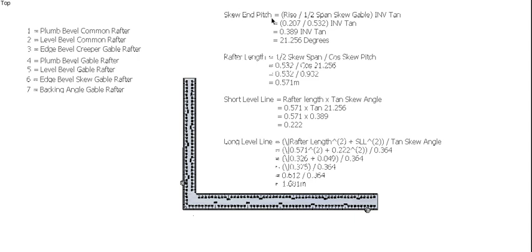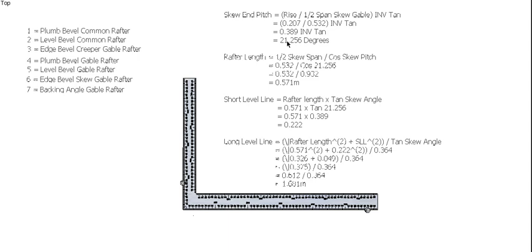So you had to work out the actual pitch of the skewed end, which was a little bit less than 22.5 degrees because it's a little bit longer. Here's the method: take your rise, divide that by the half span of your skew gable, and then use the inverse tan function on your calculator. That will give you the new angle for your skew end.